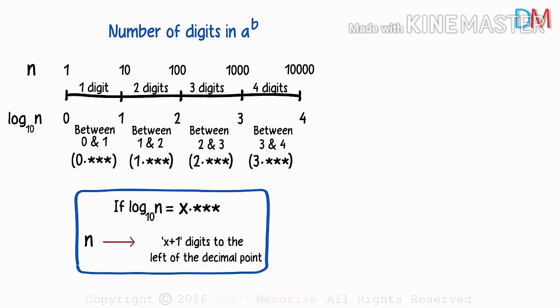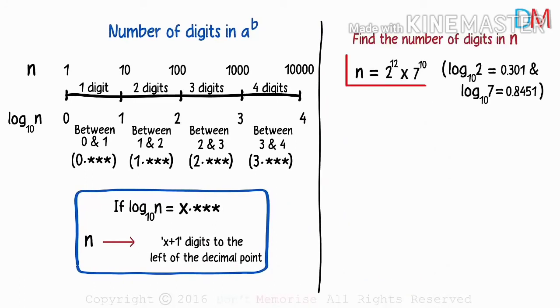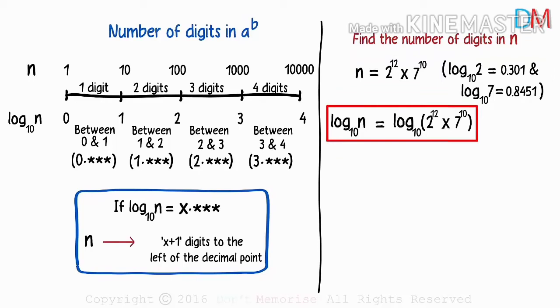Let's try out an example. There you go. We have to find the number of digits in this number, and we have been provided with these 2 logarithmic values. Needless to say, you aren't allowed to use the calculator. So let's try finding the log of the numbers. What will this be equal to?